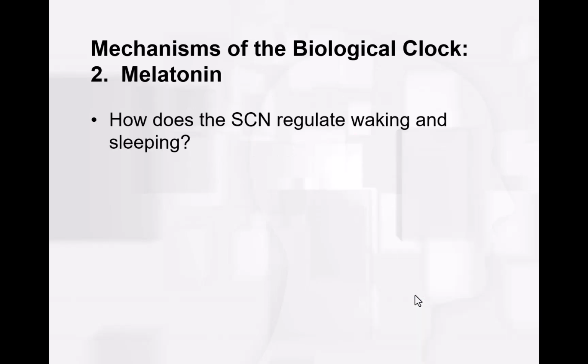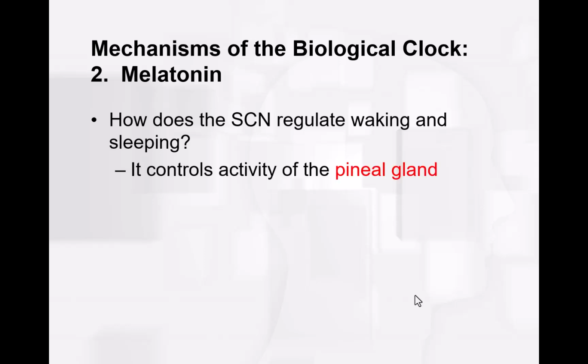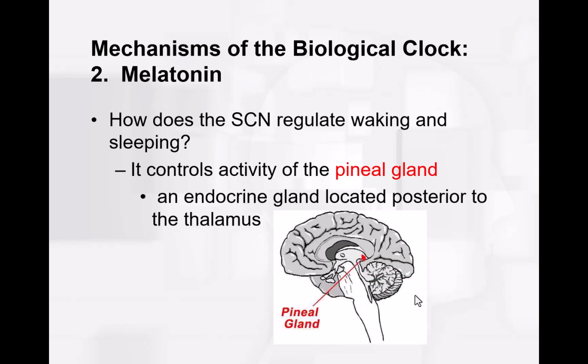So how does that suprachiasmatic nucleus regulate waking and sleeping? We know that those melanopsin-containing ganglion cells are going to send information about those light waves directly to the SCN, but how does that translate into the biological clock functioning on a 24-hour cycle? It has to do with how the suprachiasmatic nucleus is then going to control the activity of the pineal gland. So the pineal gland is an endocrine gland that's located posterior to the thalamus, and so you can see here the thalamus in the middle of the brain, the hypothalamus here, and here's the pineal gland.